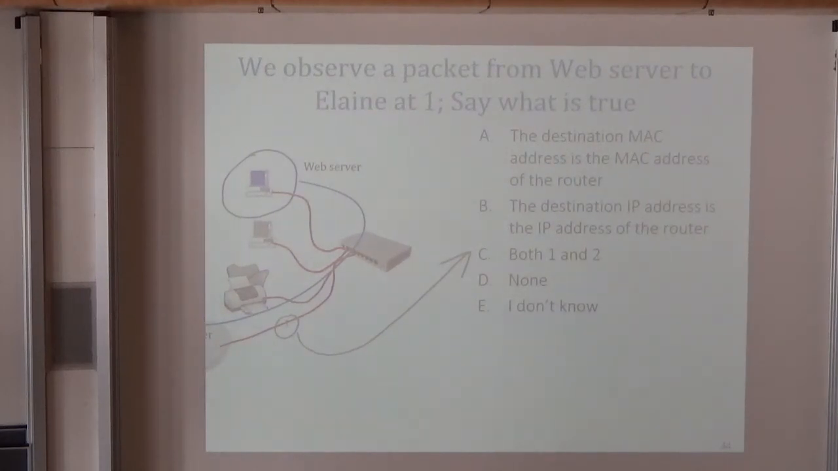The correct answer is A, which you can see is also the majority answer. The MAC address is the address that is used to transfer the packet using Ethernet. Where is the packet going? It's going to the router. So the MAC address is the MAC address of the router. The IP address, remember, the IP packet shouldn't change along the way. That's the analogy of the postcard. So it should be the final IP address. It's the IP address of Elaine's mobile. So the correct answer is A.